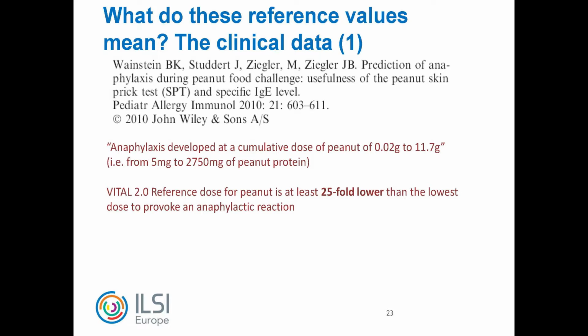Now, Steve did say that it would be unethical to push people towards a severe reaction, but some people have done an experiment along those lines, obviously with full consent. This is a group in Australia who gave peanuts to peanut-allergic individuals until they actually developed anaphylaxis. They found that anaphylaxis developed at a cumulative dose of peanut from 0.02 grams, so 20 milligrams, to 11.7 grams, so from 5 milligrams to 2,750 milligrams of peanut protein. Just to emphasize the point, the VITAL 2 reference dose is 25-fold lower than the lowest dose to provoke an anaphylactic reaction.